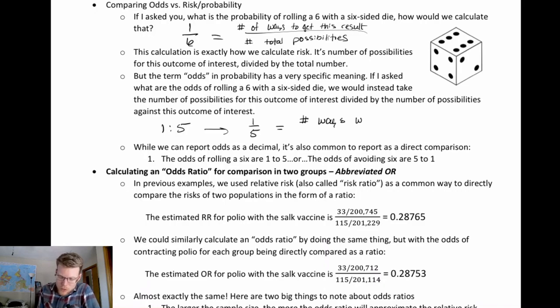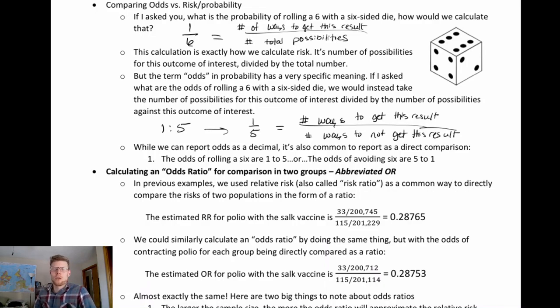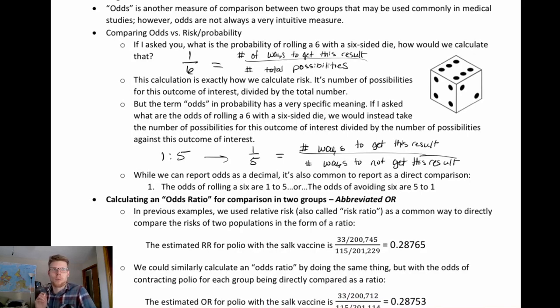Let me write this more consistently. Number of ways to get this result divided by number of ways to not get this result. So you can see this is a little bit different than just risk or simple probability. Now it's a direct comparison of two groups and how many we have in each group, putting them together into some kind of value. So the odds are 1/5, or 0.2, whereas the risk or probability up here is 1/6, or 0.167.